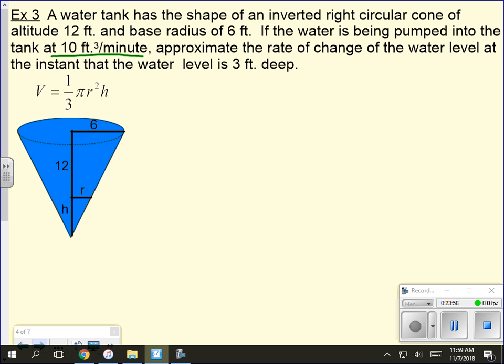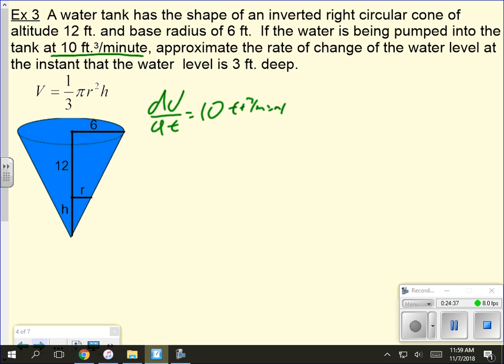10 cubic feet per minute. What is 10 cubic feet per minute? dV/dt. Because 10 cubic feet is what? Volume over time, dV/dt. So dV/dt is equal to 10. You want to put units, you can put units, cubic feet per minute. And it's being pumped in, so that is plus, not minus, not being pumped out. Very important whether it's going in or out. Okay.